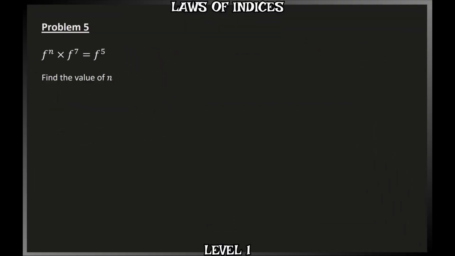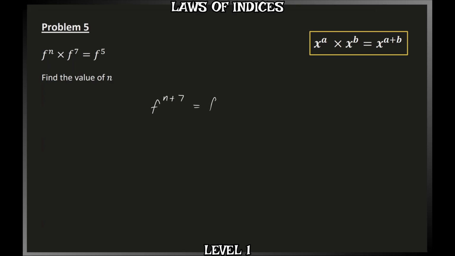In problem 5, we're told that f to the power of n multiplied by f to the power of 7 is equal to f to the power of 5, and we need to find the value of n. On the left-hand side of this equation, we can see that we're multiplying indices together, so we can use this law, which tells us that we need to add their powers. So the left-hand side of the equation becomes f to the power of n plus 7, using our law, is equal to f to the power of 5.